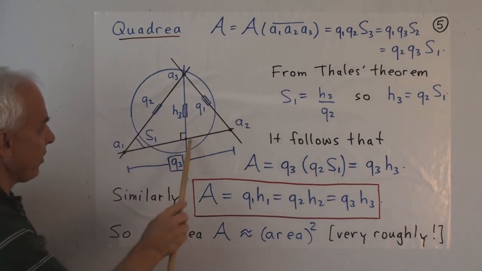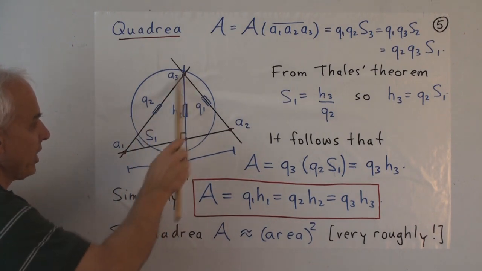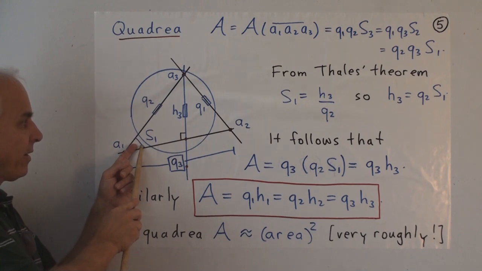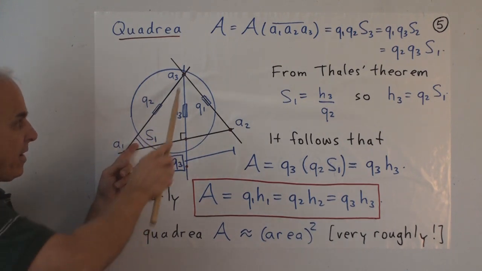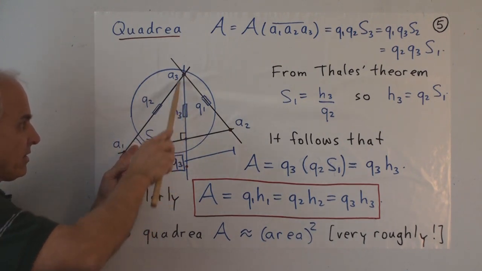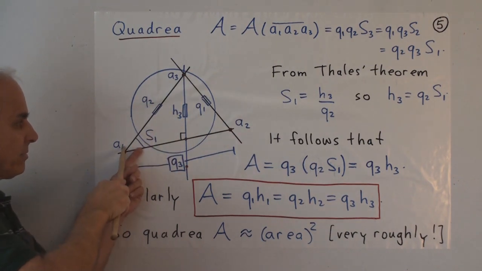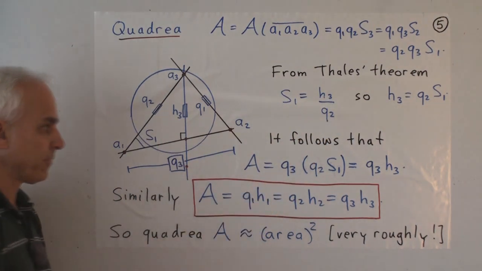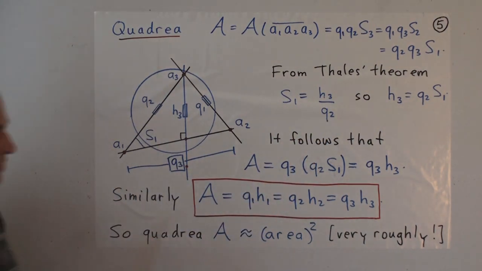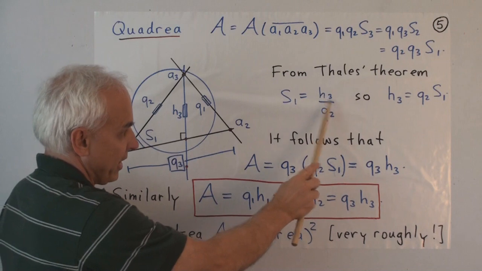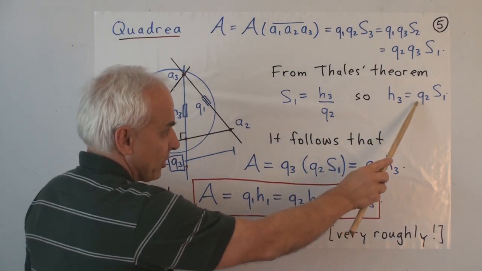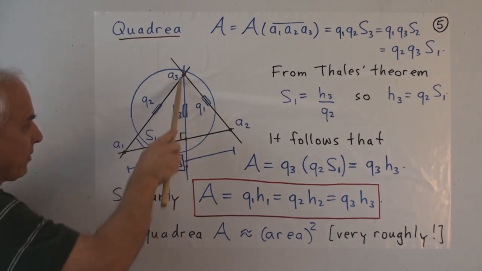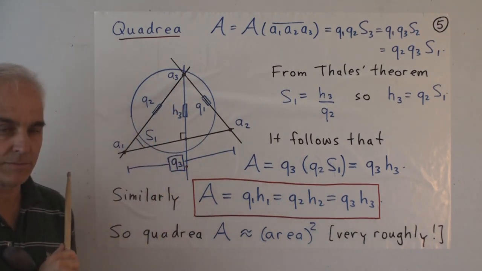Now have a look in this triangle here, which is now a right triangle. The spread S1 is, according to Thales' theorem, H3 divided by Q2. Right there, S1 equals H3 over Q2. So if we just clear the denominator, it means that H3 is equal to Q2 times S1. H3 equals Q2 times S1.